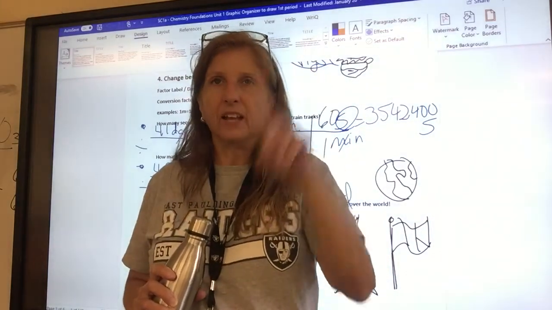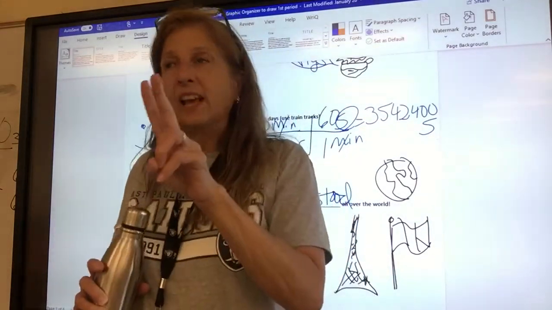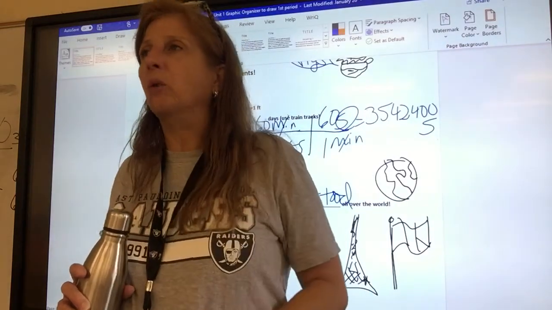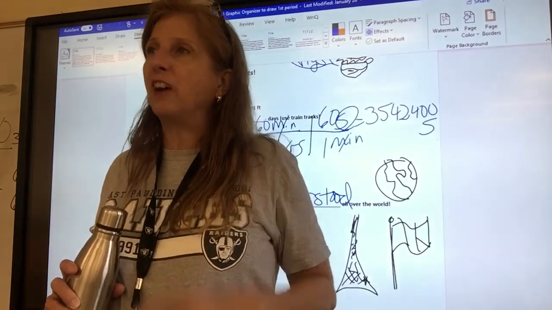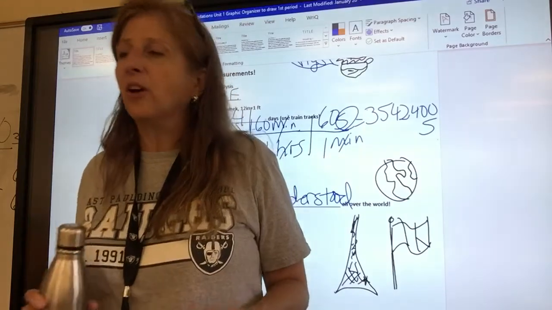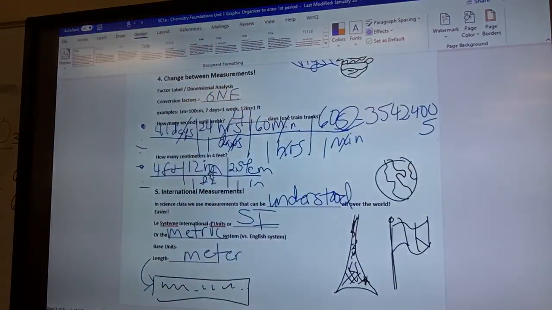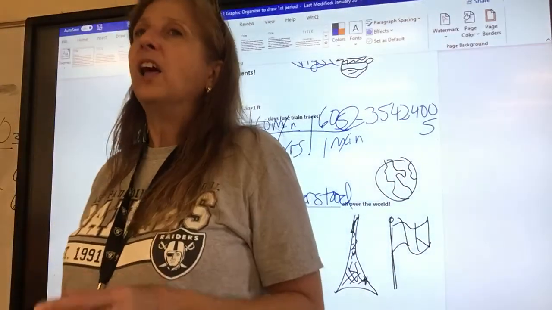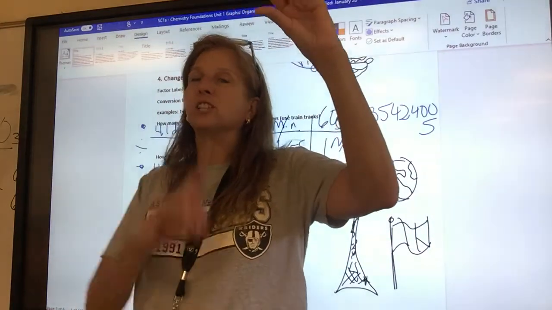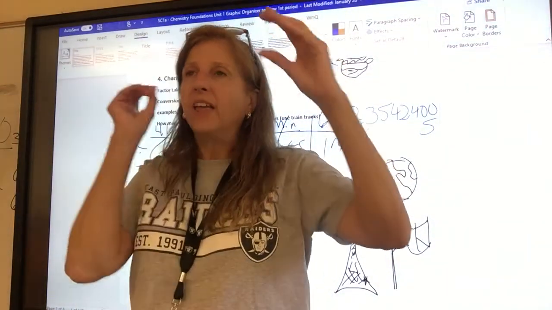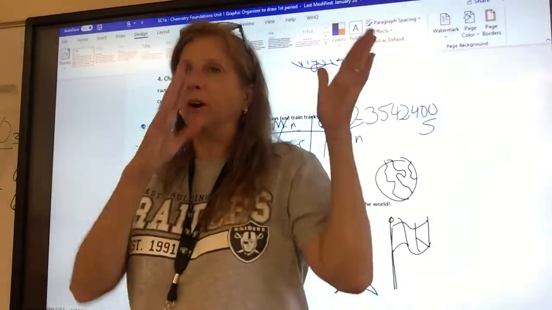That's the first idea. The second idea is anything divided by itself is one, right? Five divided by five is one. So if I divide two things that are equivalent, it's equal to one. So if I divide 12 inches by 1 foot, they are the same thing, 12 inches and 1 foot.